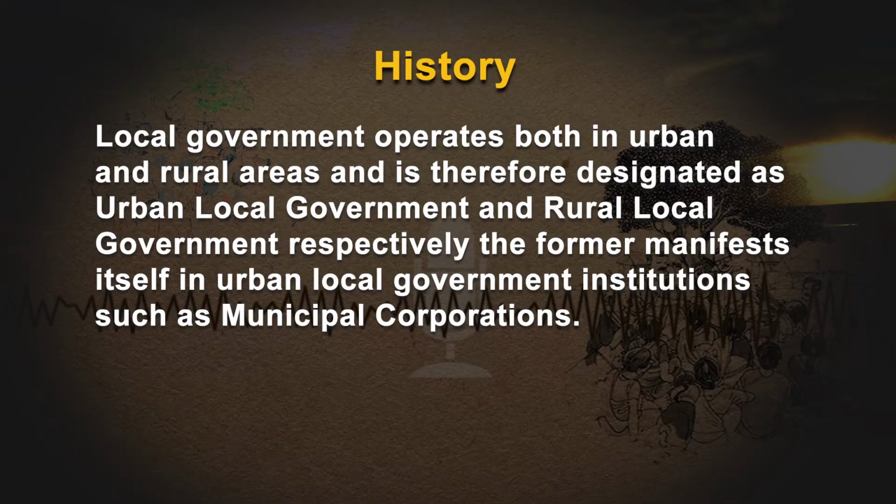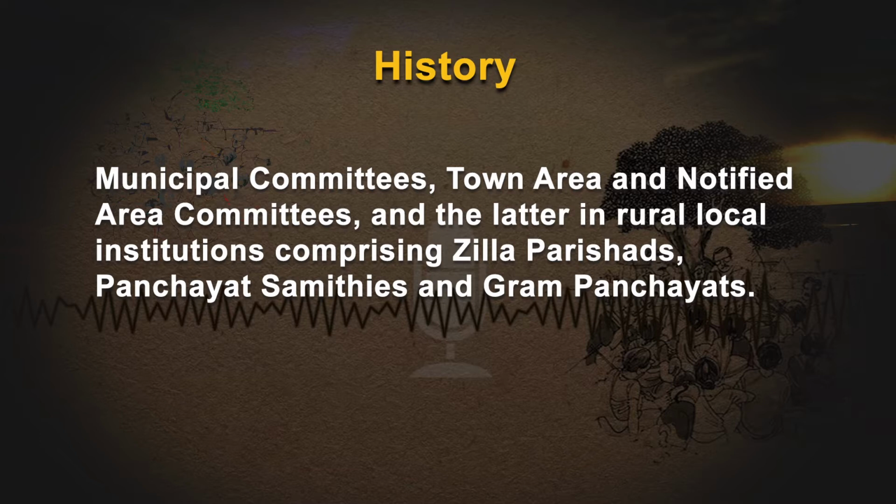Local government operates both in urban and rural areas and is therefore designated as urban local government and rural local government respectively. The former manifests itself in urban local government institutions such as the municipal corporations, municipal committees, town area and notified area committees, and the latter in rural local institutions comprising Jilla Parishads, Panchayat Samitis and Gram Panchayats.